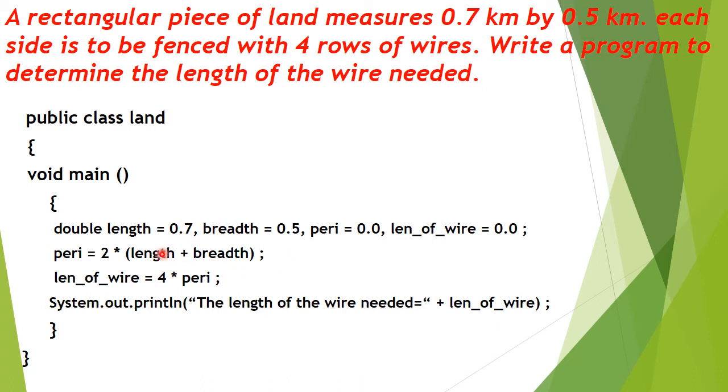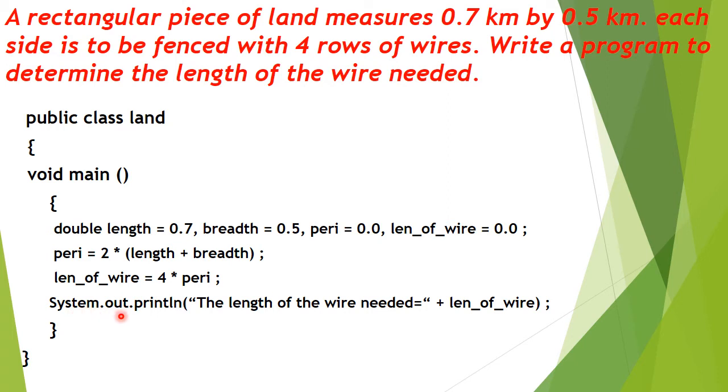Now such a length we require for 4 rows of wire. So we will multiply 4 into peri. It will be equal to total length of wire. Okay. So in this way we can calculate the length of wire which is required to fence the rectangular land with 4 rows of wire.